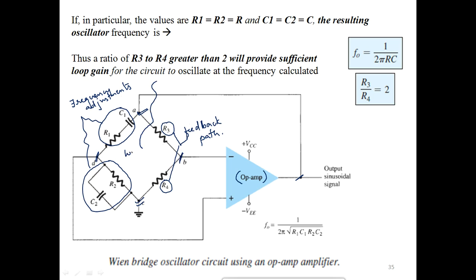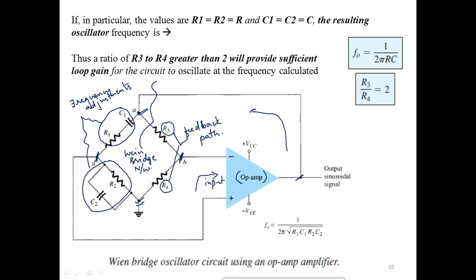Let me write it here. This is called the Wein bridge network. It resembles a bridge network, so it is called the Wein bridge network. So the points B and D are connected as inputs to this particular op-amp.